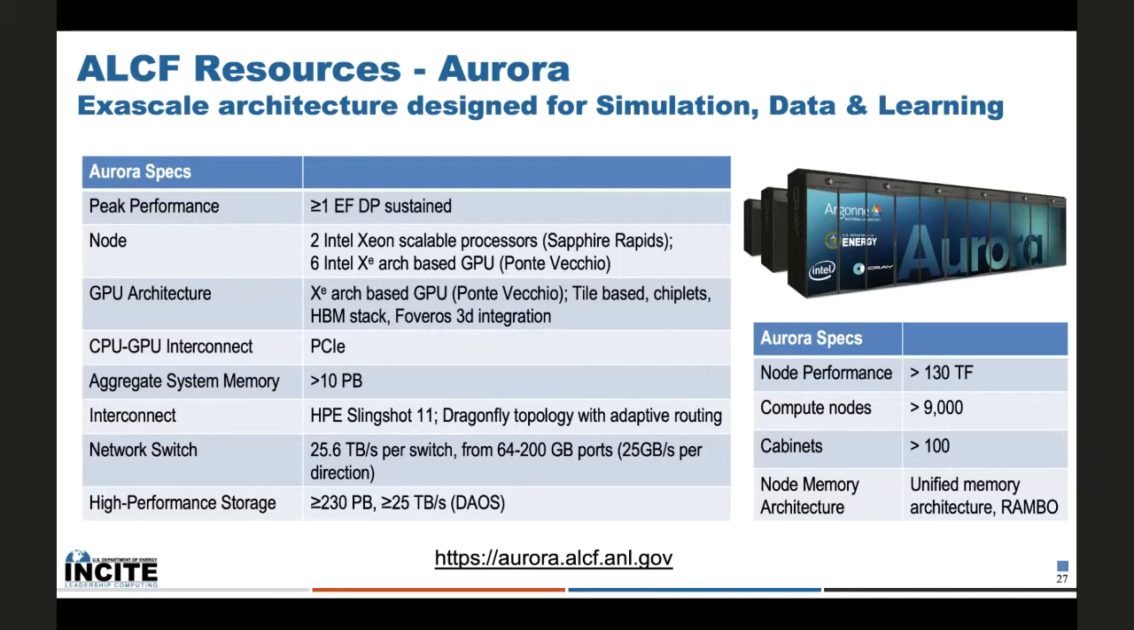So similar to Frontier, Aurora's network will be the new HPE Slingshot fabric in Dragonfly topology, with multiple connections on each node. DAOS will also be a key component on Aurora, delivering performance I/O for the data-intensive workloads. And Aurora is expected to have more than 9,000 compute nodes with a node performance of more than 130 teraflops.